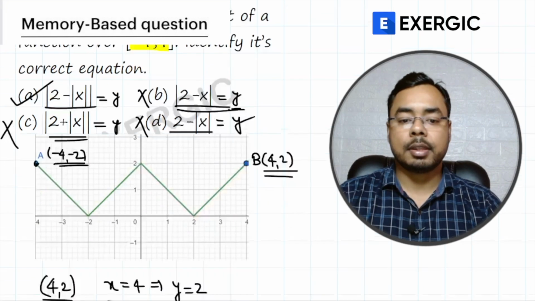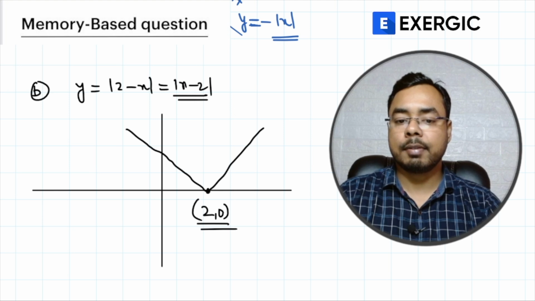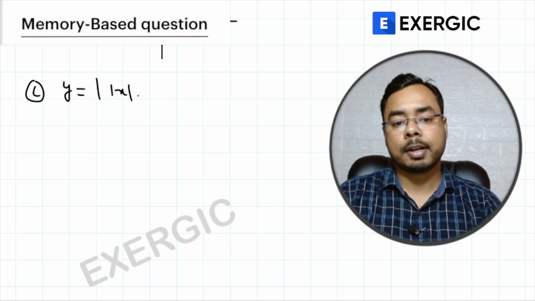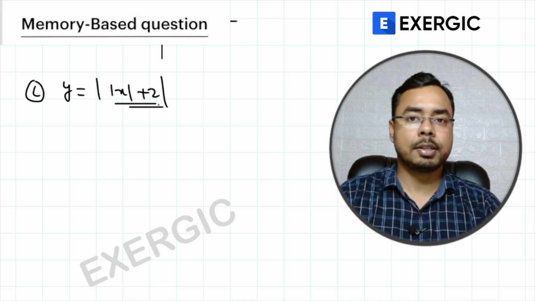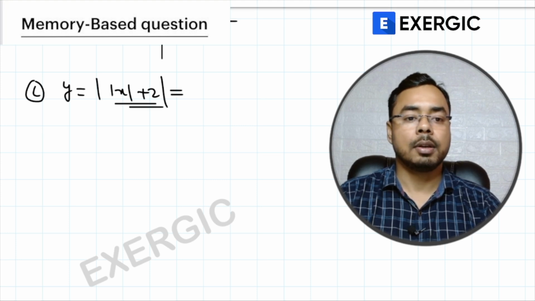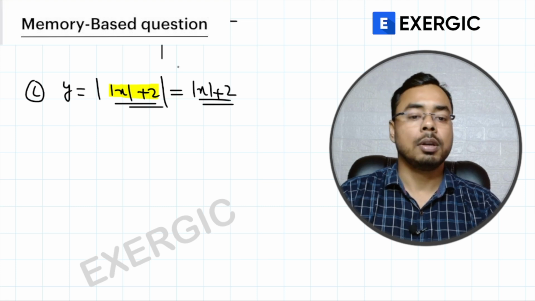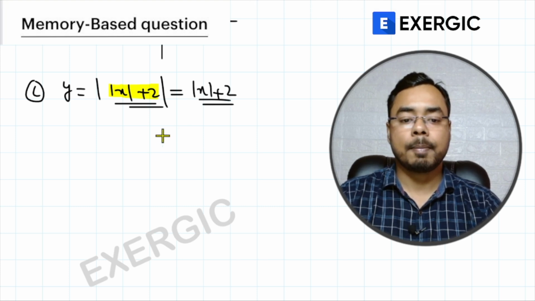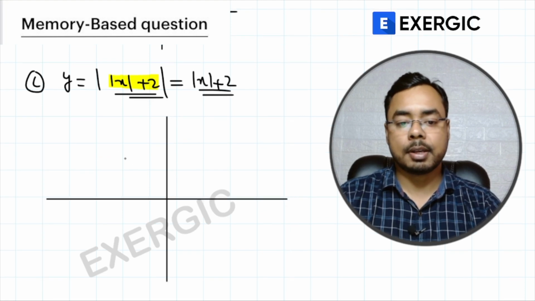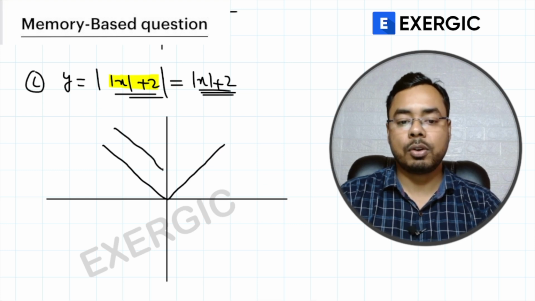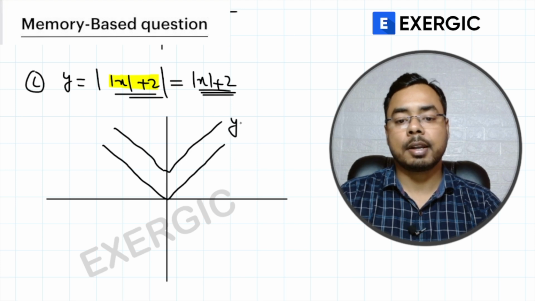Now see here, option C is y equals mod of mod x plus 2. This second mod is useless because the quantity inside this mod is positive, right? Mod x plus 2 will be a positive quantity, and therefore you can remove this modulus sign and simply write mod x plus 2, right? So for option C, we have to draw the graph of function mod x plus 2. So first draw the graph of function y equals mod x, and then shift this graph by 2 units towards the positive y-axis. So this will be the graph of function y equals mod x plus 2, right?